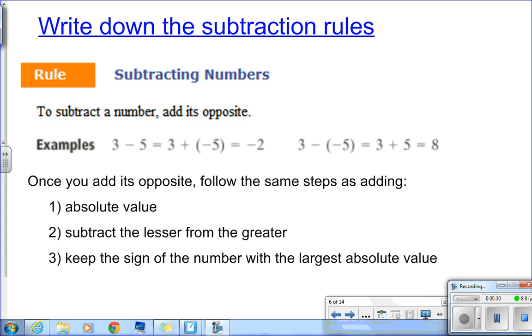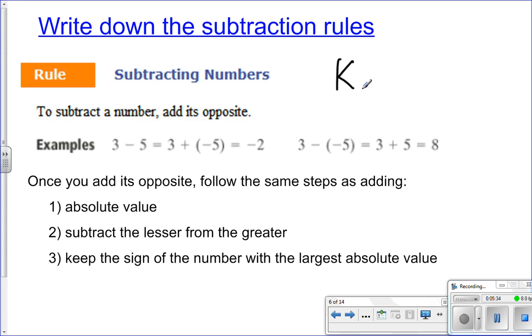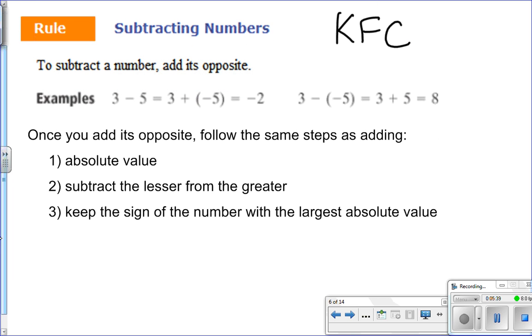Subtracting numbers. To subtract a number, add its opposite. This is where we use keep, flip, change, if you've learned that before. Where you keep the first number in the problem, flip the sign, and change the second number. So for example, 3 minus 5, I'm going to keep 3, flip the minus to a plus, and change 5 to negative 5.